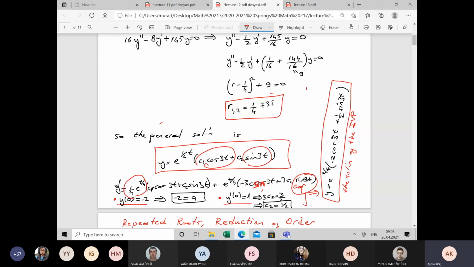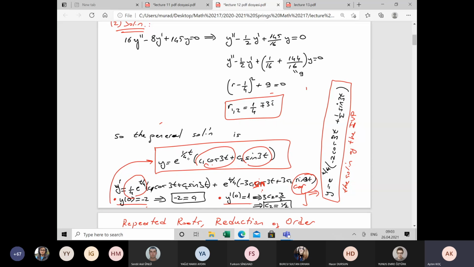So y of 0 is -2, and we substitute here y of 0 and write t is 0. T is 0, this one is 1. Cosine 0 is 1, and sine 0 is 0. So we obtain c1. c1 is -2. Yes, this one is okay.